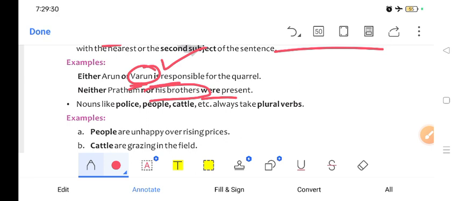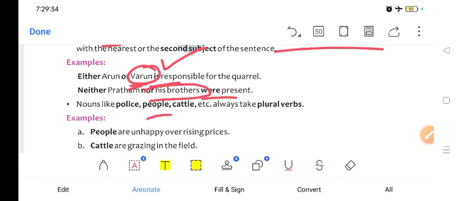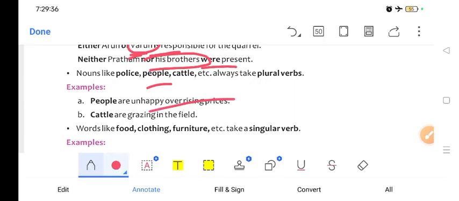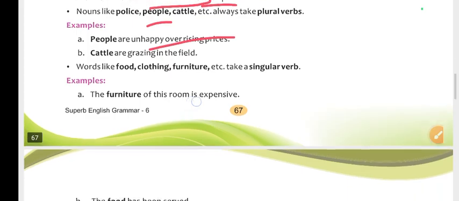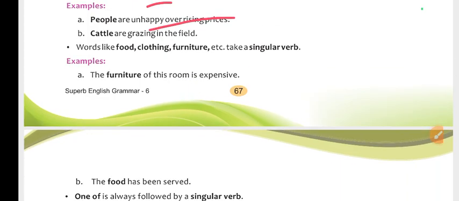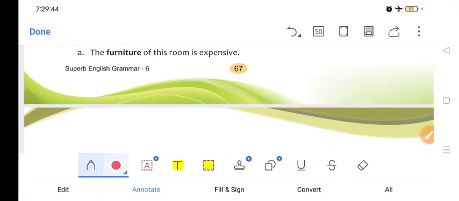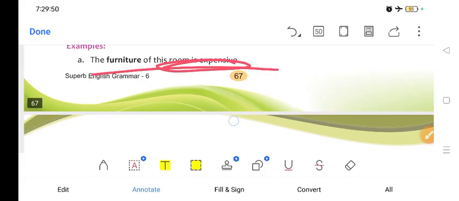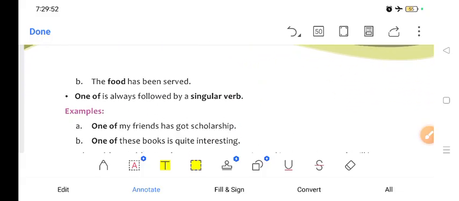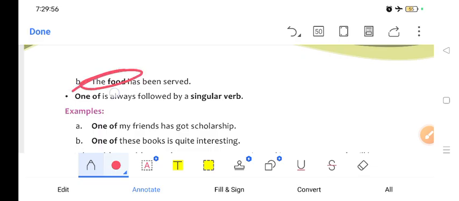That is 'were'. Nouns like police, people, cattle always take plural verbs. Like people are unhappy over rising prices. Cattle are grazing in the field. Words like food, clothing, furniture, etc., always take a singular verb. Like the furniture of this room is expensive. So we have used 'is' here according to the furniture. The food has been served. So here according to food, 'has' is used.